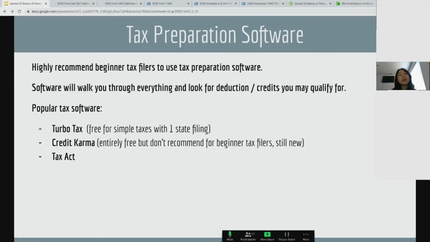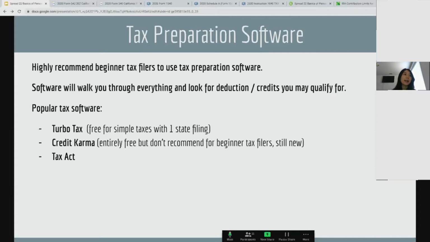And it's actually free for people with simple taxes. And by simple taxes, I mean you only work and you have interest income or just a little bit of income, but no investments or whatnot. And it's free with one free state filing as well. Credit Karma is entirely free, but I don't recommend it for beginner tax filers or people with extremely complicated taxes, because some forms are not supported for the free version. And it's still a new software, so they have a lot of things to work out.